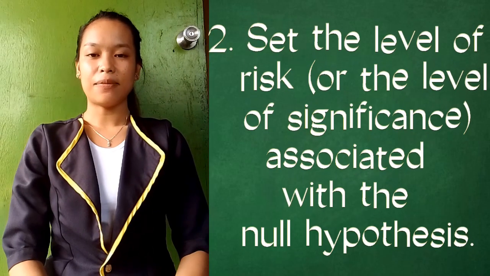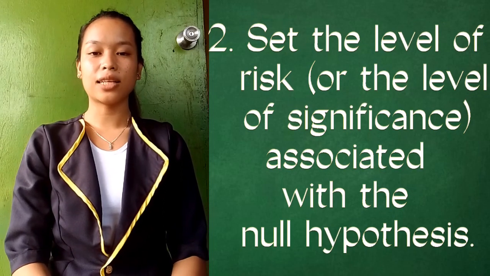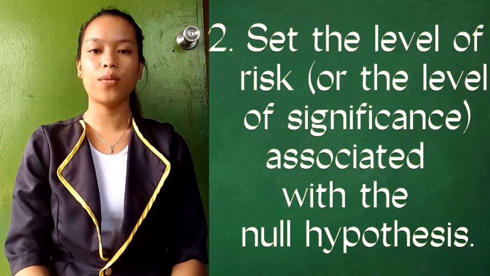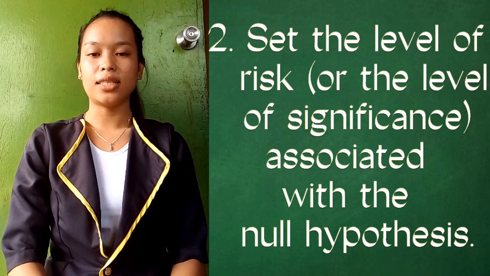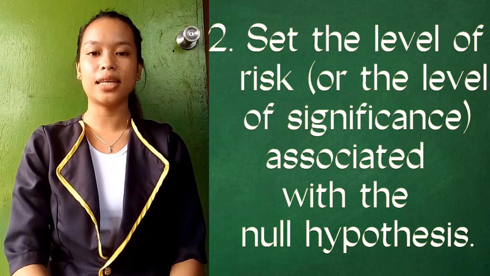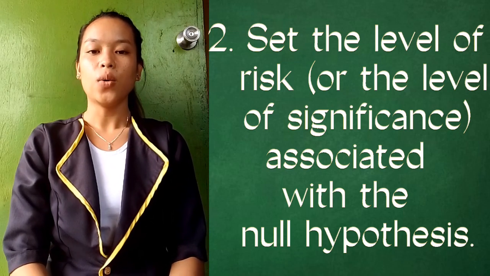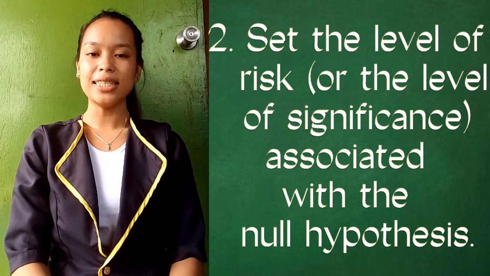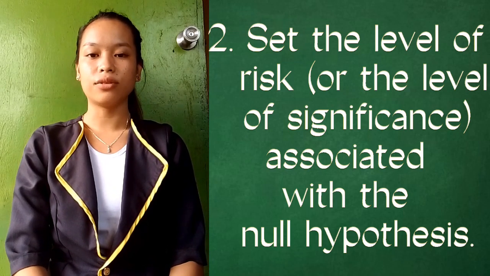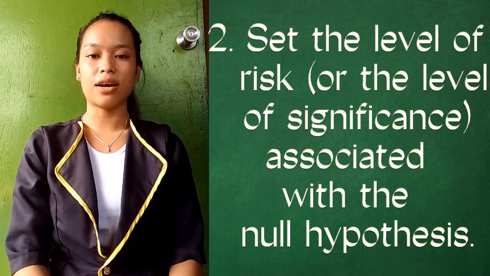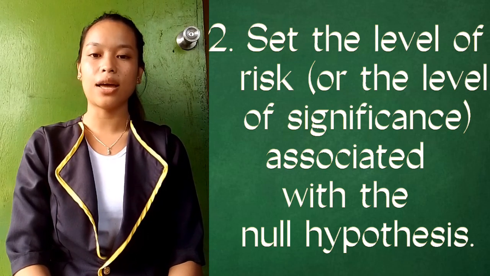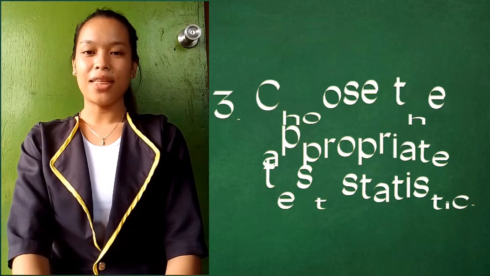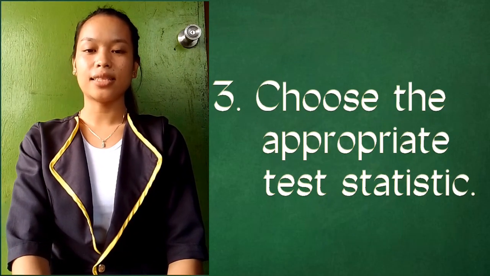The second step is to set the level of risk or the level of significance associated with the null hypothesis. The significance level, denoted as alpha, is the probability of rejecting the null hypothesis when it is true. For instance, a significance level of 0.05 indicates a 5% risk of concluding that a difference exists when there is no actual difference. The third step is choosing the appropriate test statistic.